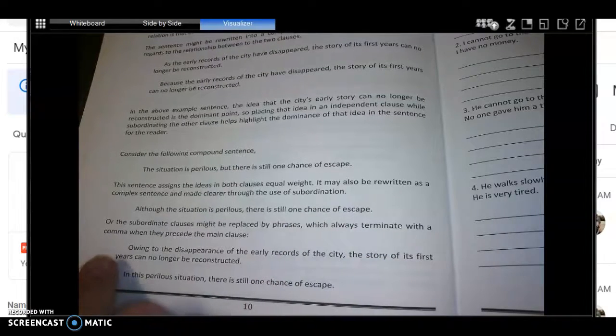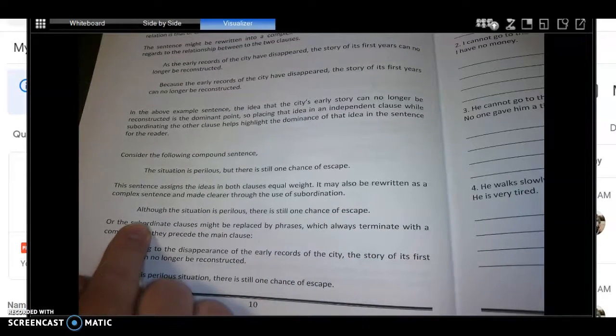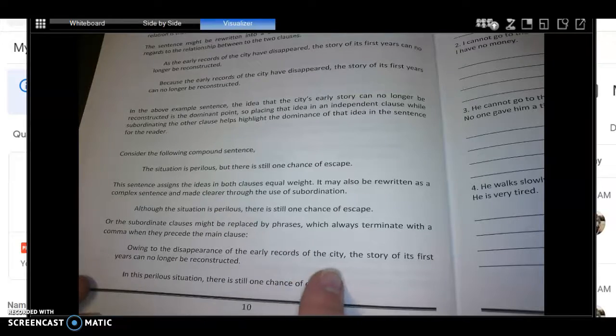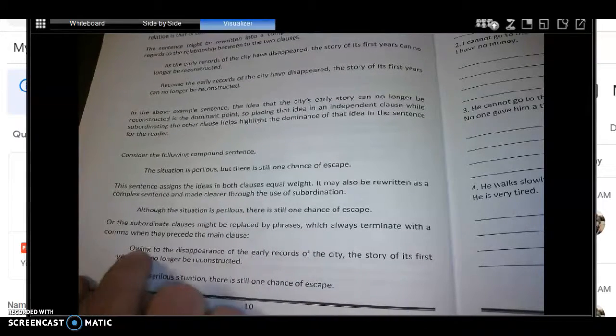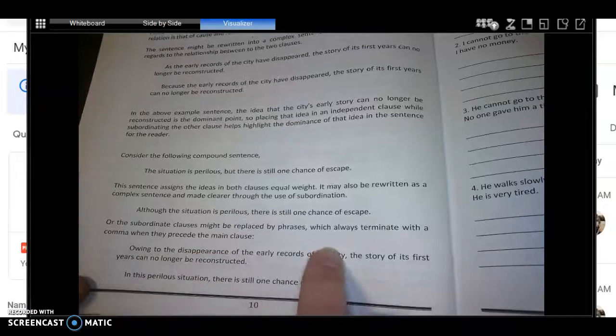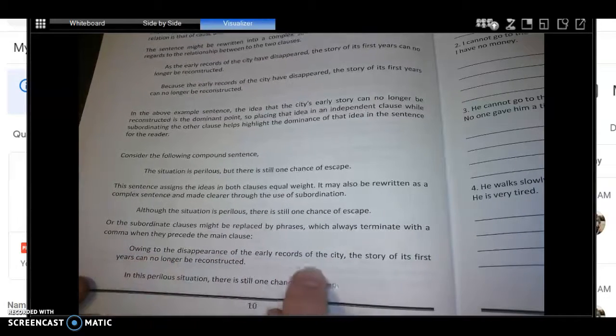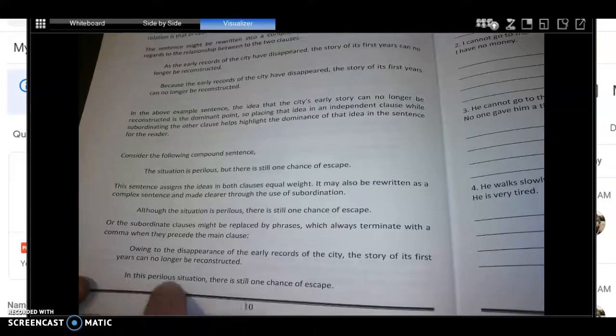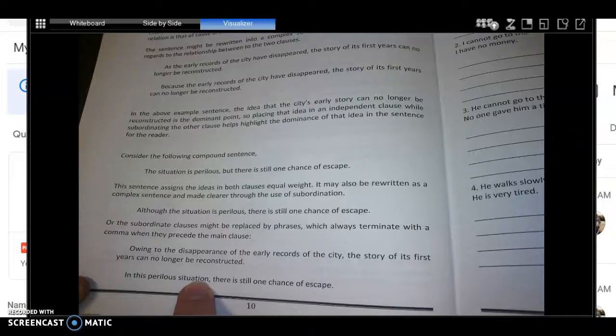Okay? You might also choose to make a subordinate clause a phrase. Okay? And so, owing to the disappearance of the early records of the city, notice that there is no subject in that. It's a verb and then some prepositional phrases. I have turned this into a phrase instead of a clause. And you might choose to do that. Okay, here's another example. In this perilous situation, I changed a clause, either independent or dependent, to a phrase in this perilous situation, to a prepositional phrase. Okay, and so you can do something like that to add variety to your sentence. The main thing is that we're not writing sentences all the same. Okay, that's really the key.